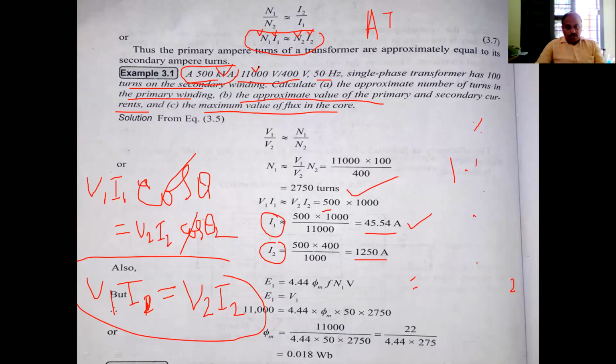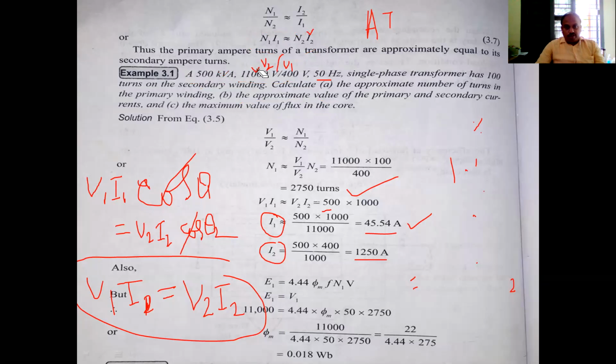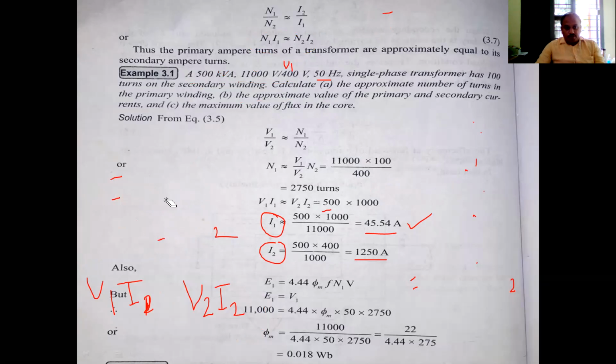Primary voltage is 11,000 and the secondary voltage is 400. In the given voltage rating, V1 is 11,000 and V2 is 400. So from this we calculate I1 and I2.